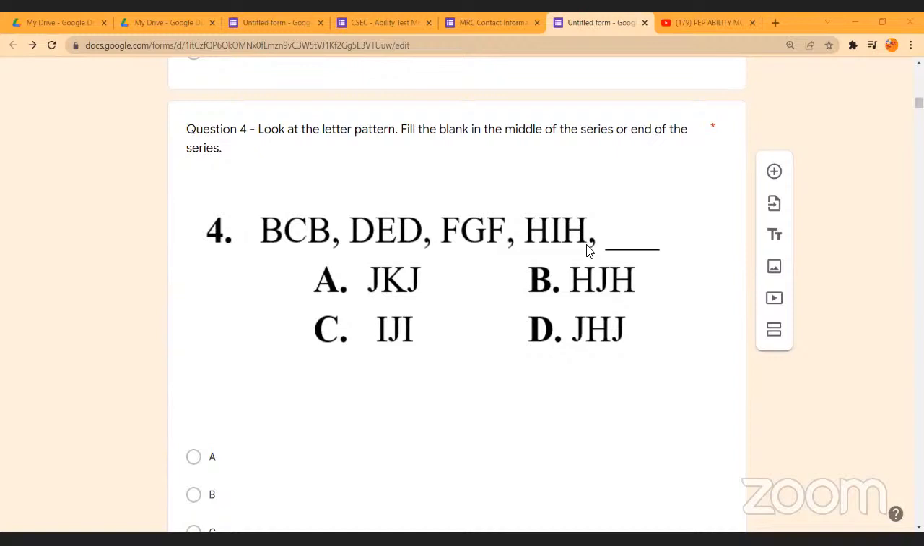Miss, my answer is A. Okay. And tell me how you got your answer to be A. Miss, the first letters are skipping out a letter. So B to D, you skip out C. D to F, you skip out E. F to H, you skip out G. And the second letter is also doing that. So C to E, you skip out D. So F to H, we skip out which letter between F and H?